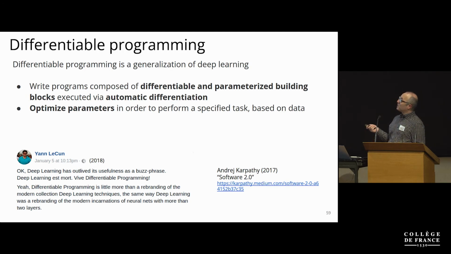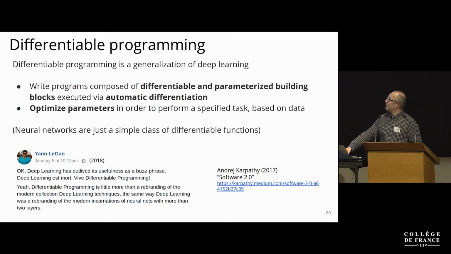So differentiable programming is a new term referring to deep learning, or a generalization of deep learning, where you define differentiable and parameterized building blocks. You construct complicated models, then you optimize the parameters. This is exactly what people are doing in machine learning. It's just a new name for this thing. And the realization is that neural networks are not special. Neural networks are just a special class of historically interesting differentiable functions.